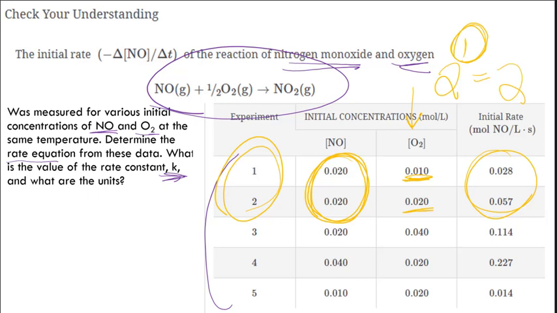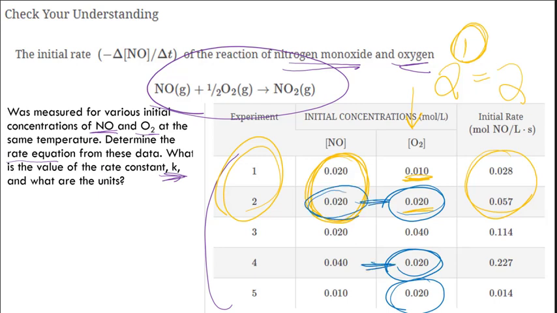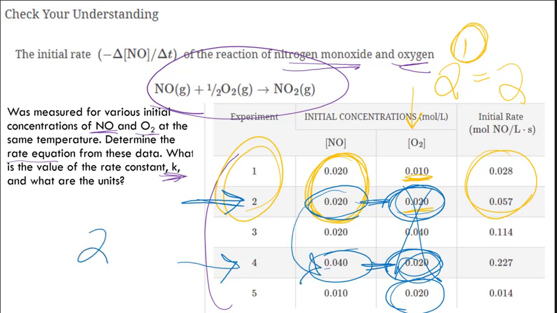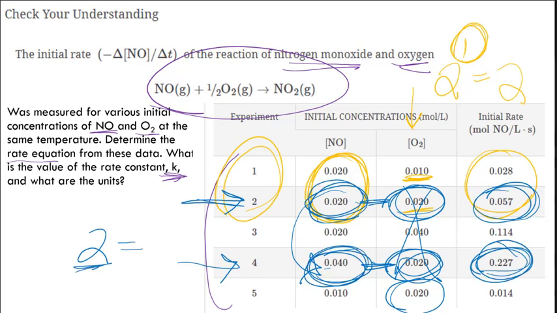Let's try to find the order for NO. We want to find 2 experiments where oxygen's concentration stays the same and NO's concentration changes. So we can see by looking at this that 0.02 and 0.02 stays the same there and there. Which one should we look at? Well, if I compared these two, does the concentration of NO change? Oh, yes, it does. Okay, so we're going to look at 2 and 4. 0.02, 0.02, so this stays the same. 0.02 to 0.04, that's doubling NO's concentration. Let's see what happens to the rate.